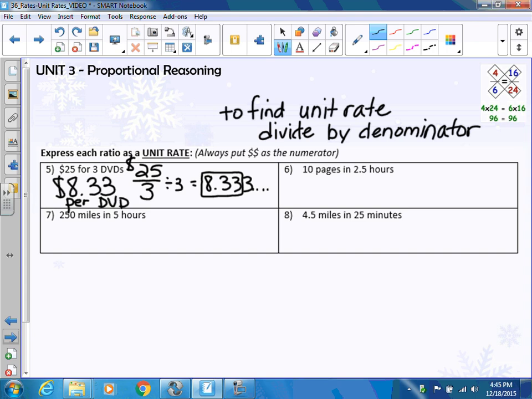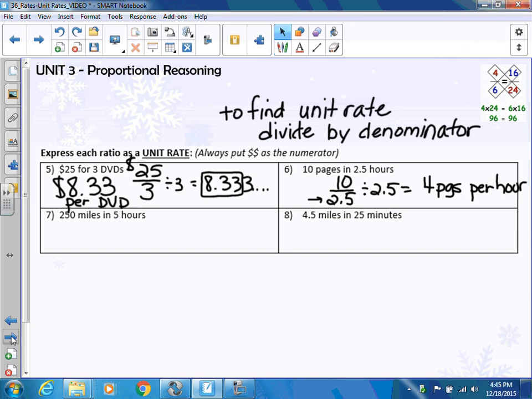If I read 10 pages in 2.5 hours, I write it as a fraction. I'm going to divide by my denominator, which is 2.5. And that tells me that I can read 4 pages per hour. It's not the greatest, but if you need to take your time to read, that's okay.